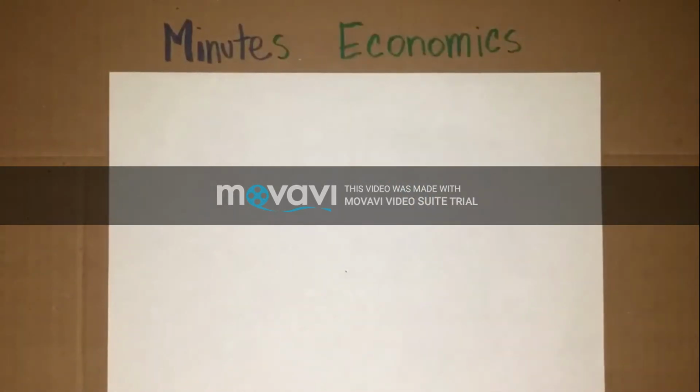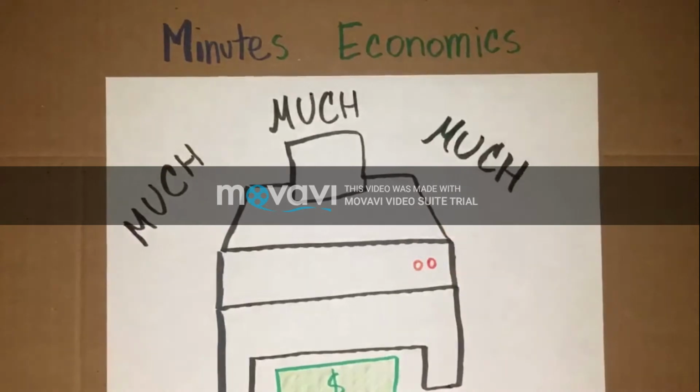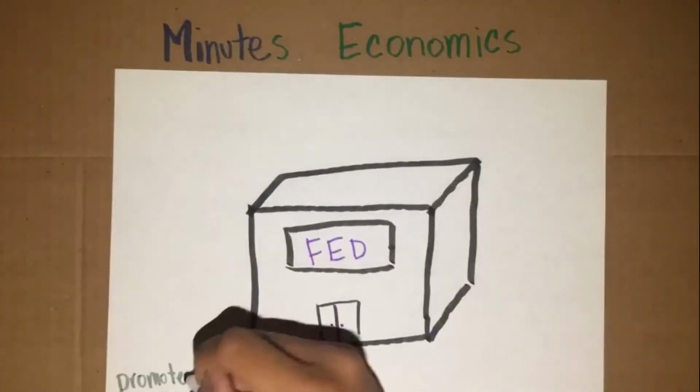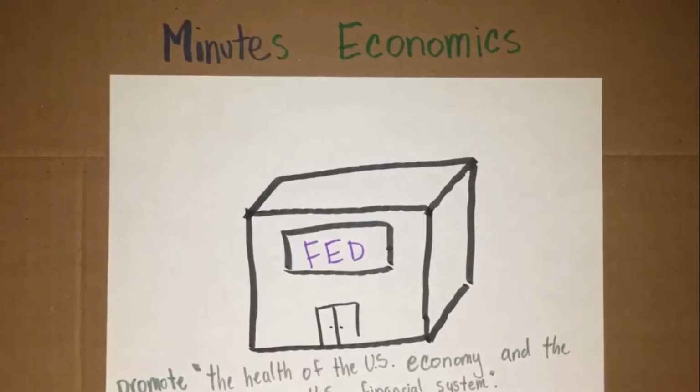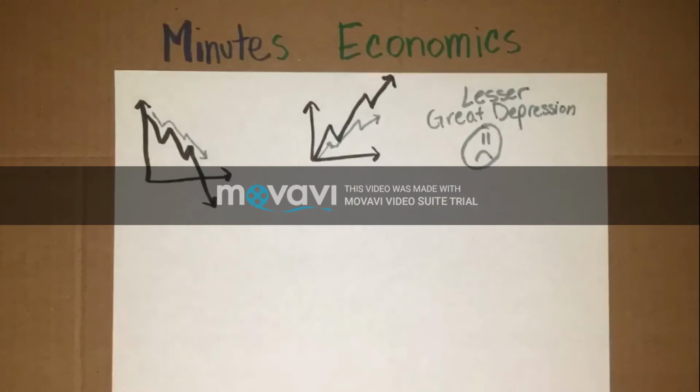We all know that the Federal Reserve prints money, but they don't actually print money on a printing press. There's much more to it than that. The Federal Reserve, also known as the Central Bank of the United States, is tasked to promote the health of the U.S. economy and the stability of the U.S. financial system. Thereby helps us mitigate recessions, inflation, and possibly another Great Depression.